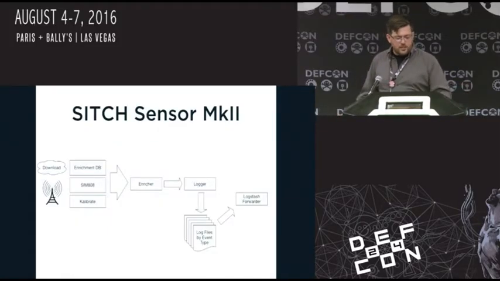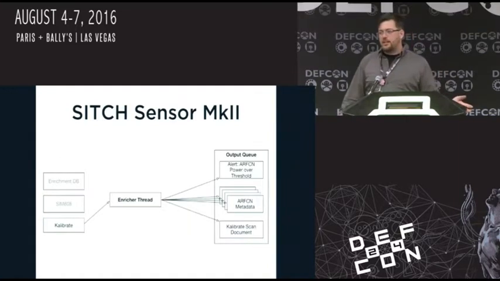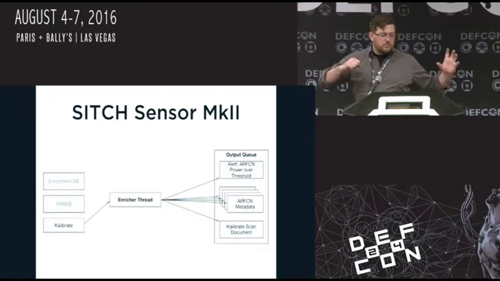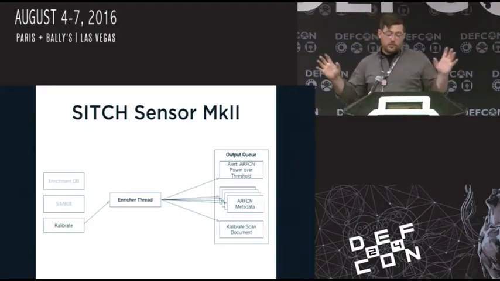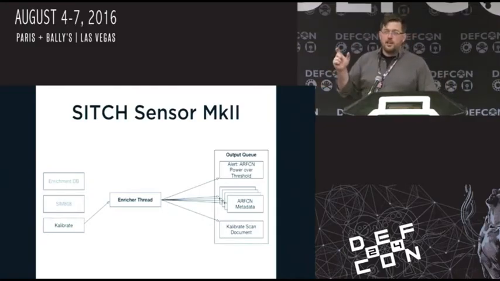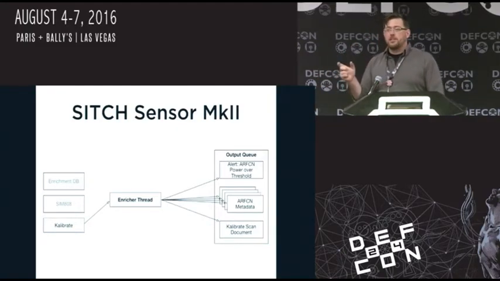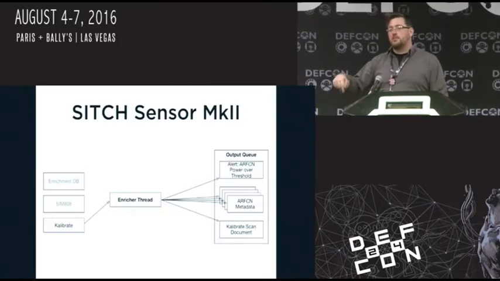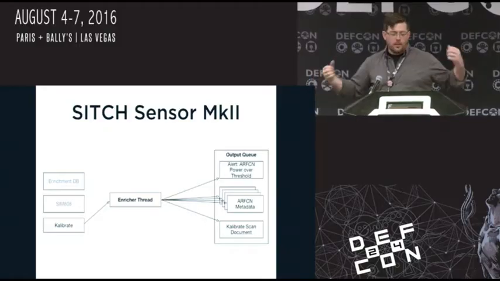So this is kind of a block diagram of what goes on inside the sensor. For a calibrate scan, the enricher thread picks it up from the queue, and it can fire alerts on its own based on a threshold that you set in the environment variables in Resin. Resin is the service that manages it, pushes out environment variables for running your program.